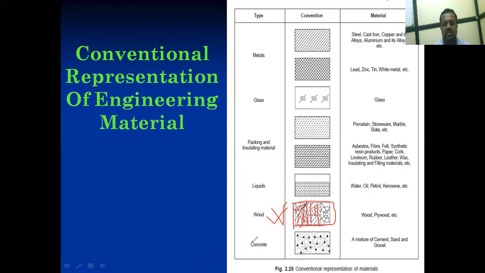Now the last type of material remaining is concrete. What is meant by concrete? Concrete is nothing but a mixture of cement, sand, and gravel. I think everyone has seen this mixture, concrete. Then how can we represent concrete in the conventional manner?